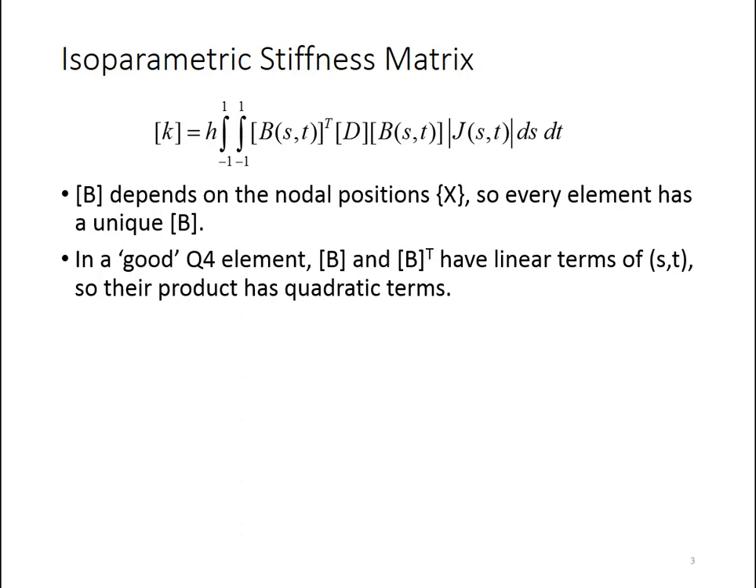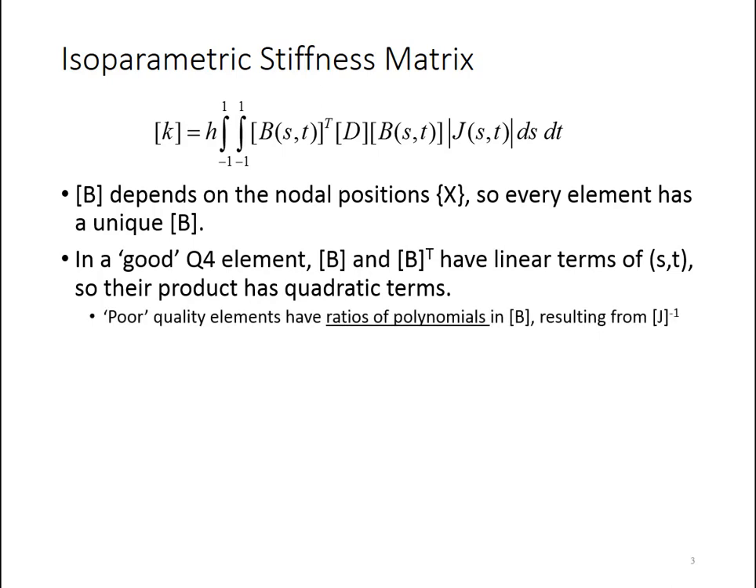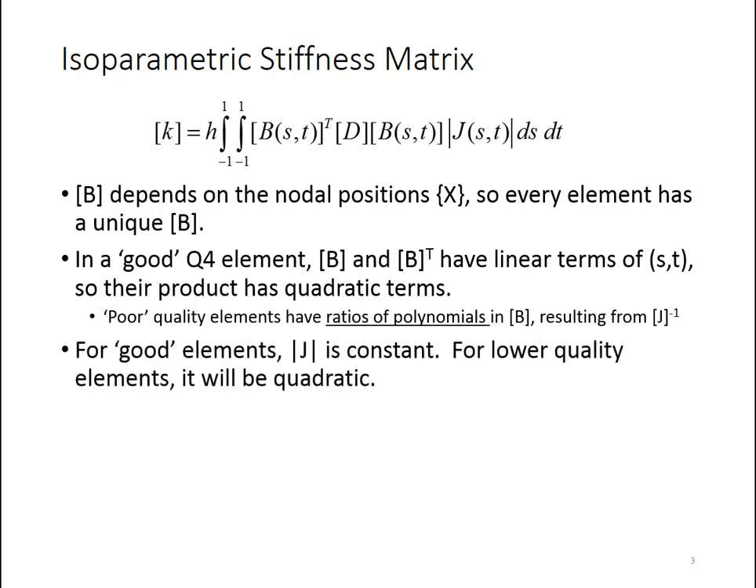So when you multiply B and B transpose, you're going to get a quadratic expression. But for poor quality elements, because the determinant of the Jacobian enters into B, we're going to be dividing by that twice and then multiplying by it again, so we're going to end up with ratios of polynomials. So a poor quality element will have a polynomial for the determinant of the Jacobian, and we're going to be dividing by that. This means that we're going to have an issue potentially doing the integration because a ratio of polynomials is much more complex to integrate than just a single polynomial.